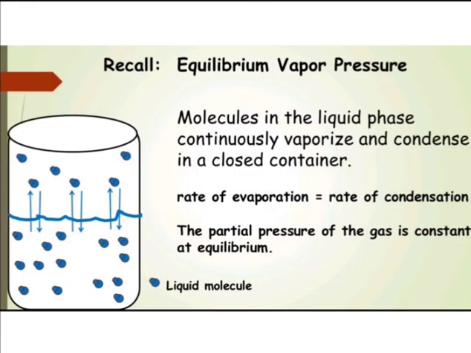The next point is equilibrium vapor pressure. Molecules in the liquid phase continuously vaporize and recombine or condense in a closed container. Suppose this is water; when it vaporizes, a molecule comes to this part, but again returns to the liquid, since this is a closed system. So the rate of evaporation is equal to the rate of condensation.